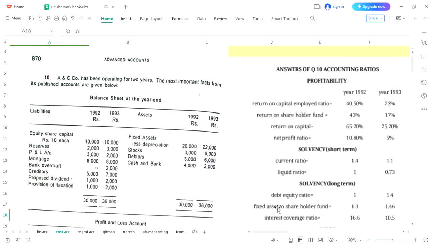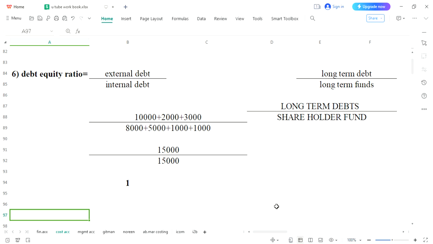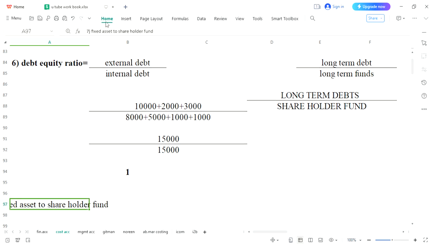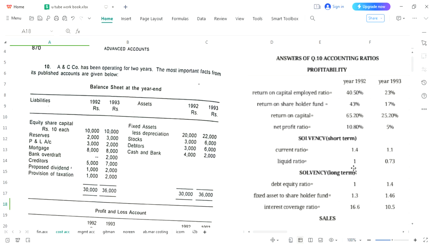Alright guys, so we need fixed asset to shareholder fund. So here our next ratio is fixed asset to shareholder fund. So let's settle down. If you are listening to this formula for the first time, then you need more attention. Fixed asset to shareholder fund. Let me show you again. What you need is solvency long term includes fixed asset to shareholder fund.